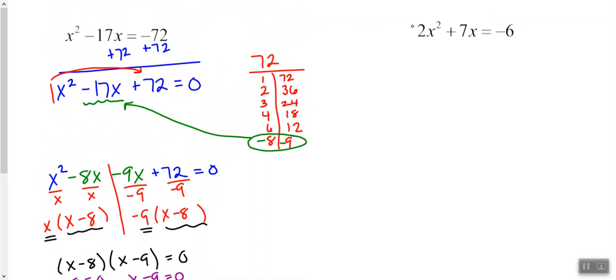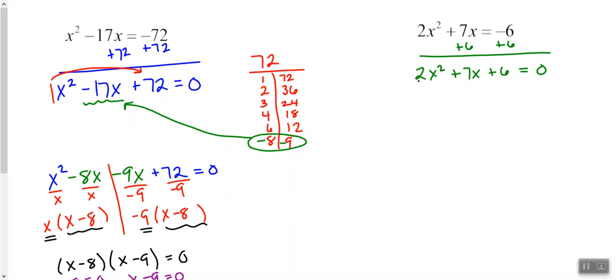All right, we do have another problem like this. So if you do want to pause the video and try this on your own, go for it. That's great extra practice. I am going to work through this one as well. All right, so first step here, I need it to equal 0. So I'm going to add 6. Again, there are no like terms on this other side, so that leaves me with 2x squared plus 7x plus 6 equals 0.